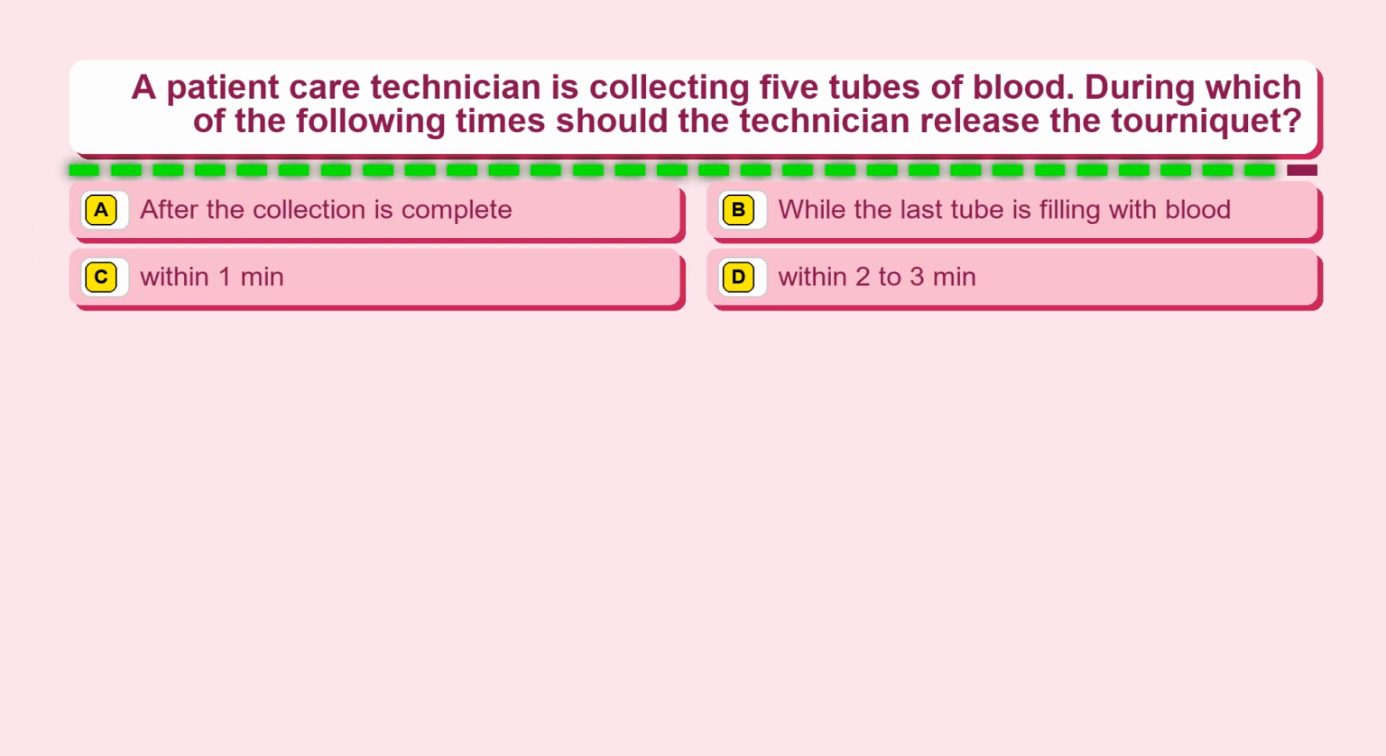Question 37. A patient care technician is collecting 5 tubes of blood. During which of the following times should the technician release the tourniquet? Option A. After the collection is complete. Option B. While the last tube is filling with blood. Option C. Within 1 minute. Option D. Within 2 to 3 minutes.